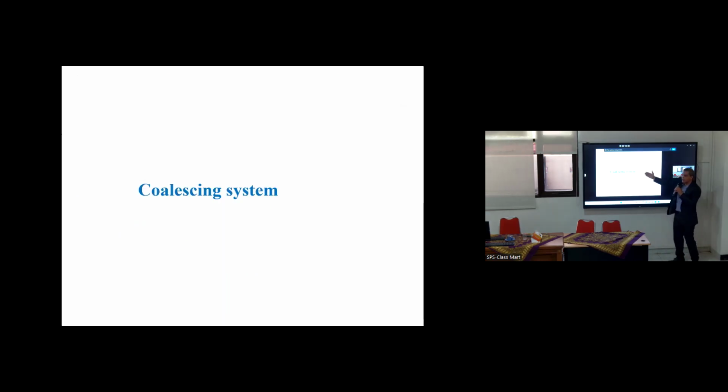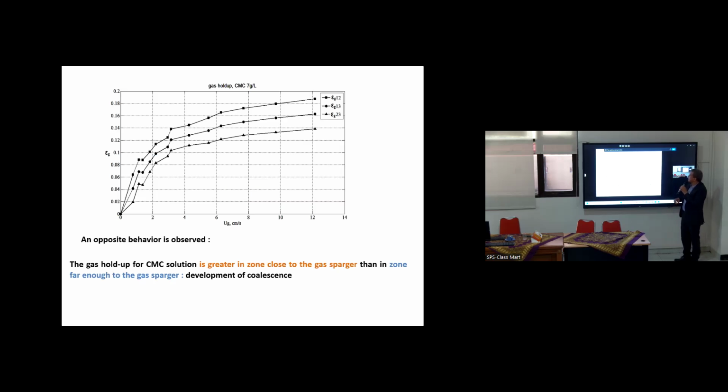For the coalescence system, I don't use alcohol. I use something else: carboxymethyl cellulose, to raise the viscosity and favor coalescence. For example, I have 7 grams per liter, and the quantity of gas depends on the zone. In the higher zone, we have more gas than in the lower zone. Okay.